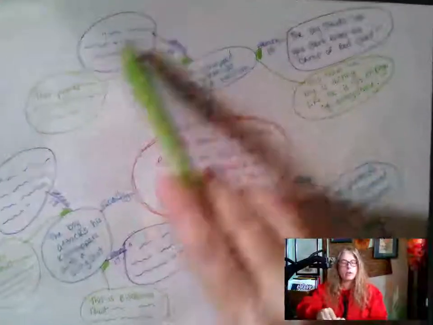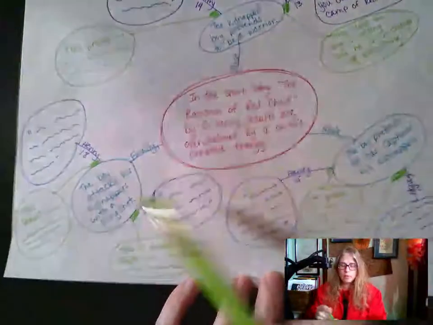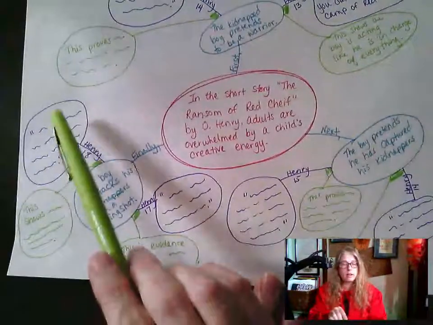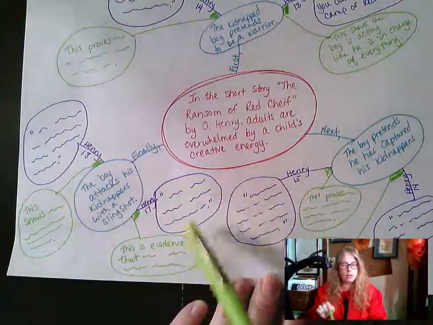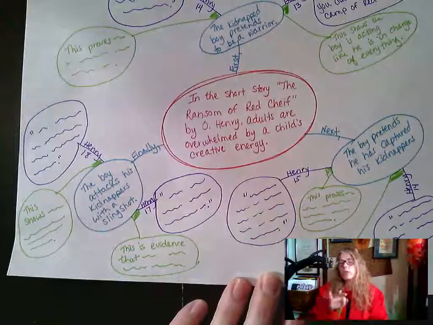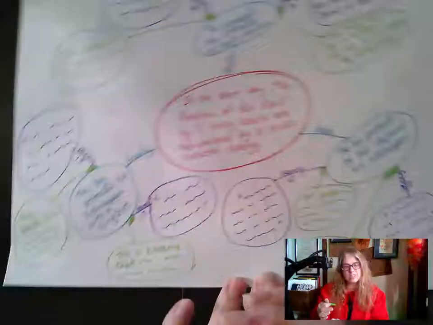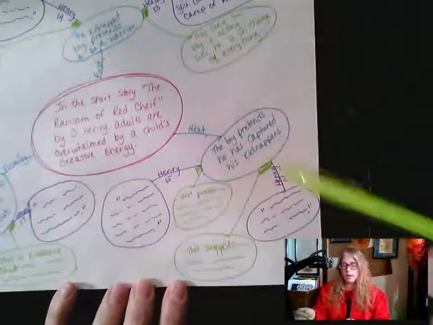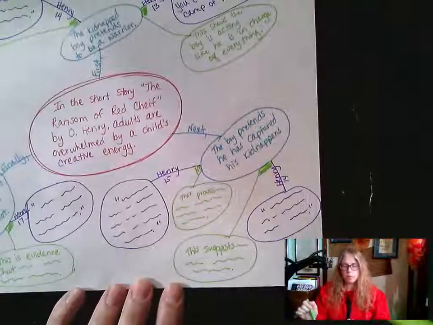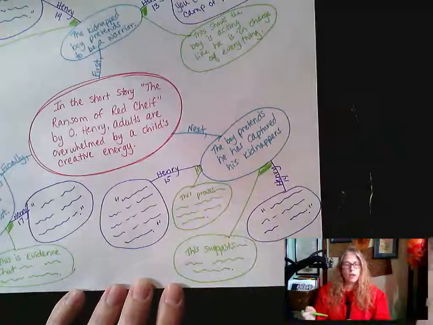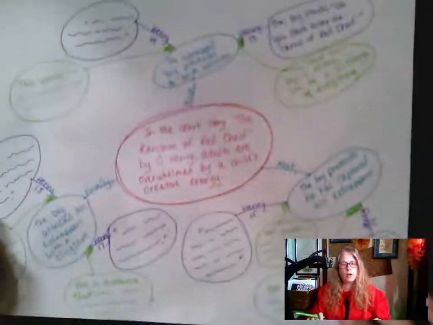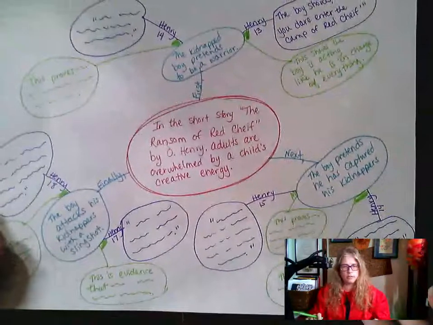Then I would find another quote, and this proves. I would go to my next blue idea and find a quote to write. This shows a quote to write. This is evidence of. Remember, you can rotate those sentence starters any way that you want to. And then here's the last one. For a blue idea, I've got the greens that go with it. And that's what a web for The Ransom of Red Chief would look like.